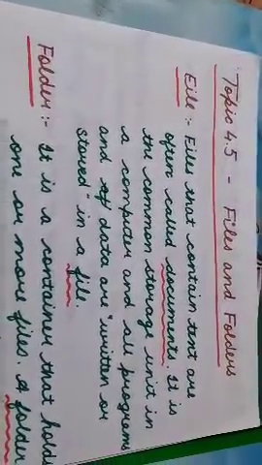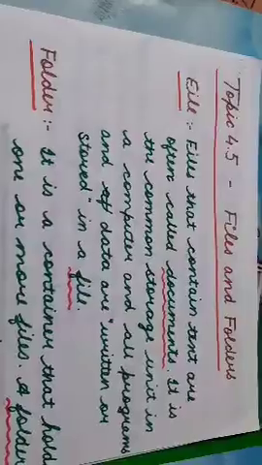Next topic, 4.5, file and folder. Files that contain text are often called documents. A file is the common storage unit in a computer, and all programs and data are written or stored in a file. Folder: a folder contains files or subfolders. A folder is also known as a directory.